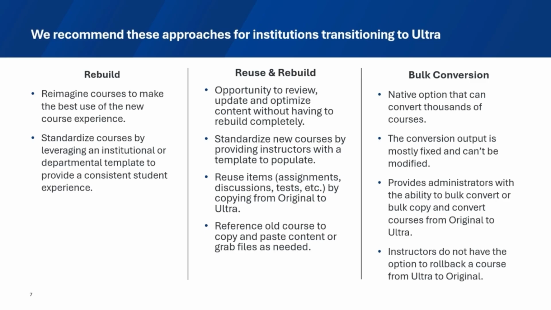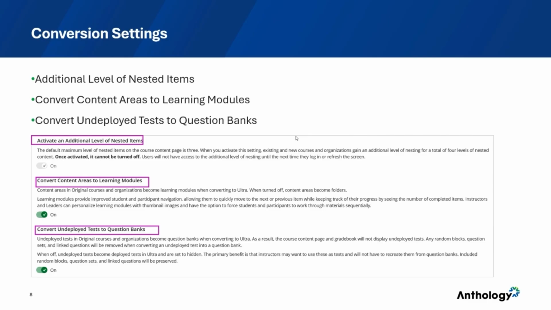And the third option will be bulk conversion. This is native and provides LMS administrators with the ability to bulk convert courses from original to Ultra. The output cannot be previewed and is fixed. Once the courses are converted, you cannot roll back. There is also an option to copy and convert, preserving the original course for reference. Now let's check the conversion settings, or the main settings that you'll need through this process.